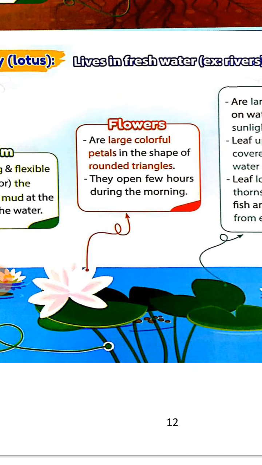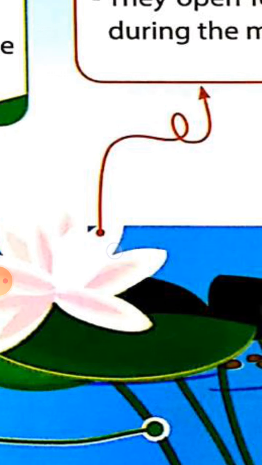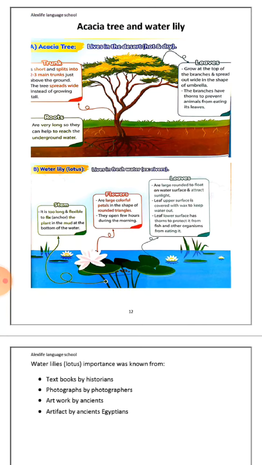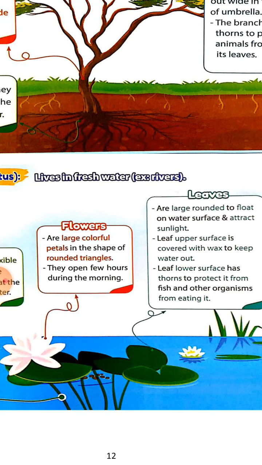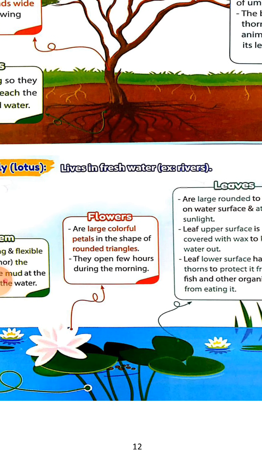Okay, flower. The flower has large colorful petals in the shape of round triangle. The petals are round triangle like that, but rounded from the top. Okay, they open few hours during the morning and then close again. This property made the ancient Egyptians associate the water lily flower with the sun because it opens in the day and closes in the night like the sun.